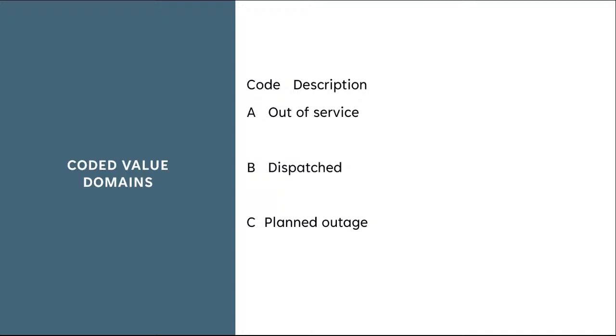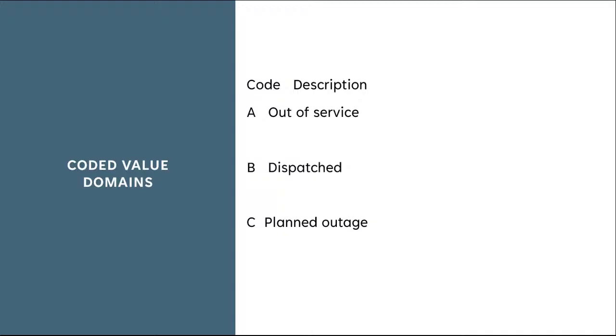Now, with this, instead of typing anything, you just select. It creates a drop-down box, for those who have used a GUI, graphic user interface, before. Most of the software we use has a drop-down. So this drop-down will help you just make a selection. If it is code A, which is out of service, you just select it. If it's code B, dispatched, and so on.